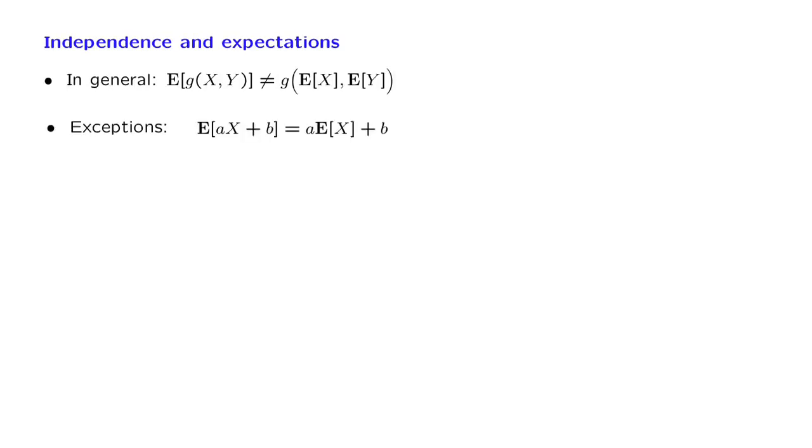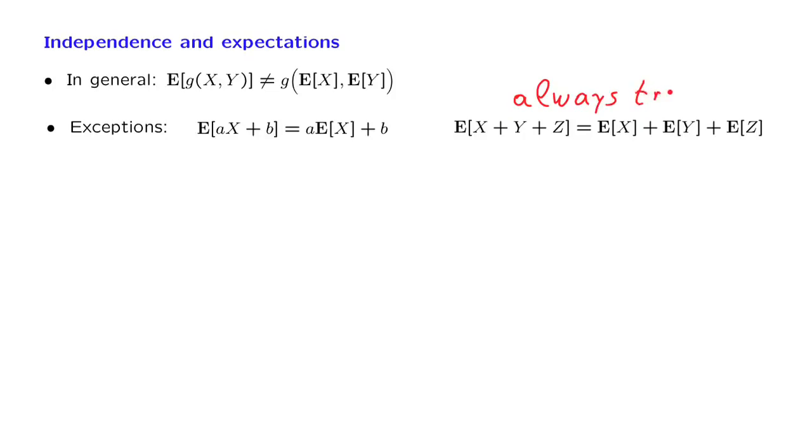When we have independence, does anything interesting happen to expectations? We know that in general the expected value of a function of random variables is not the same as applying the function to the expected values. And we also know that there are some exceptions where we do get equality. This is the case where we are dealing with linear functions of one or more random variables. Note that this last property is always true and does not require any independence assumptions.